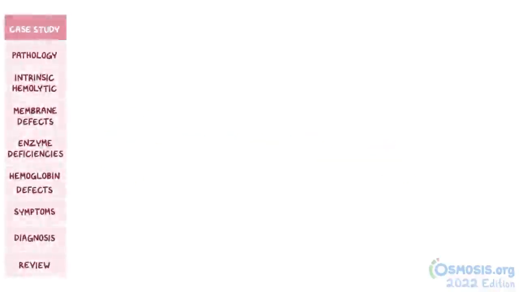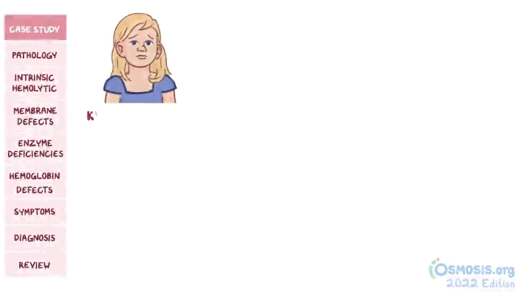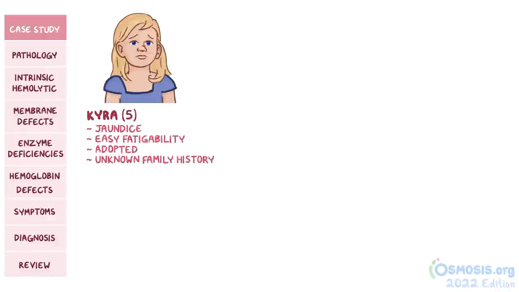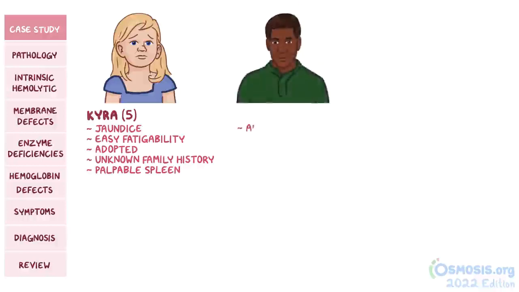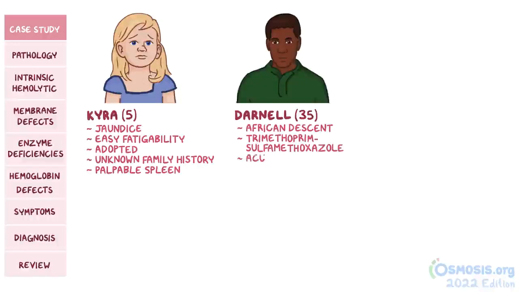On the hematology ward, there's a mother with her daughter, Kira, a 5-year-old that's developed jaundice and complains of easy fatigability. She's an adopted child with an unknown family history. Clinical examination reveals a palpable spleen. Next to her, there's a 35-year-old person of African descent named Darnell, who started trimethoprim sulfamethoxazole for treatment of acute prostatitis a few weeks ago. Recently, he developed jaundice, dark urine, back pain, and fatigue.